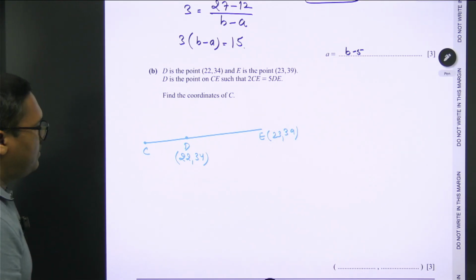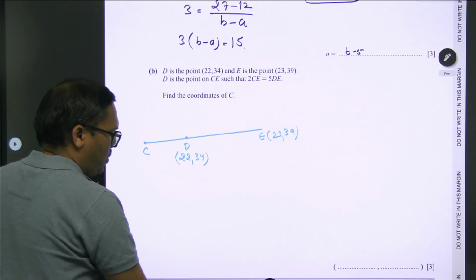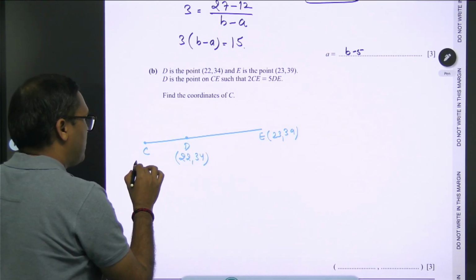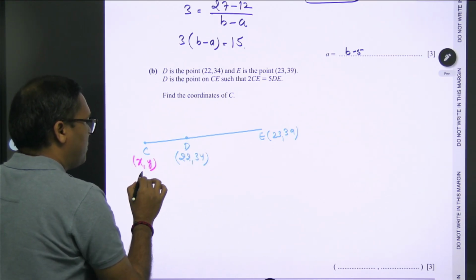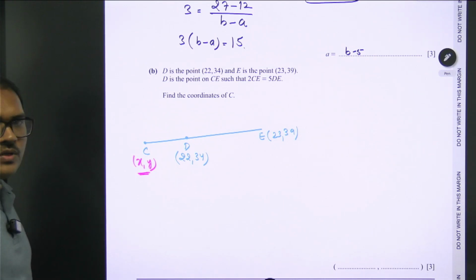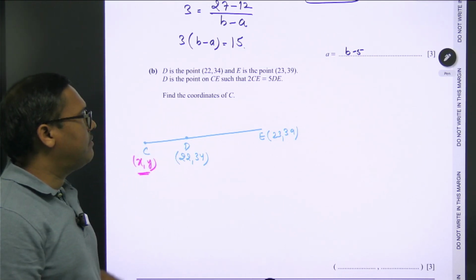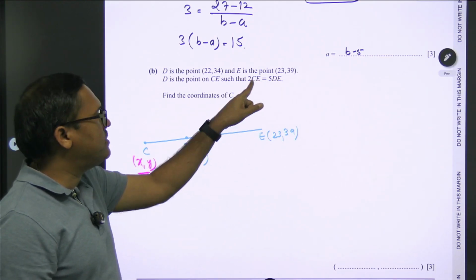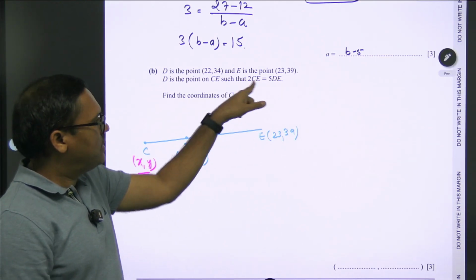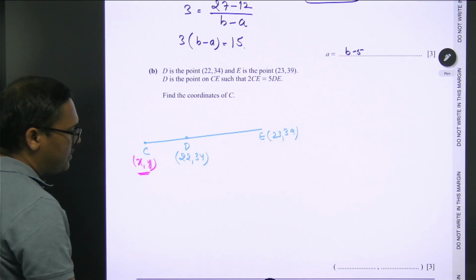Okay. So now you have to get the coordinates of C. So coordinate of C is, let's say, x comma y. So you have to find the coordinate of this. Okay. So now see, it is given that the ratio of the magnitudes of CE and DE is 2 is to 5. Right? We can see the condition is given on C and D. Now just think about this.